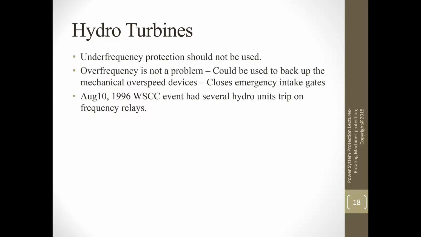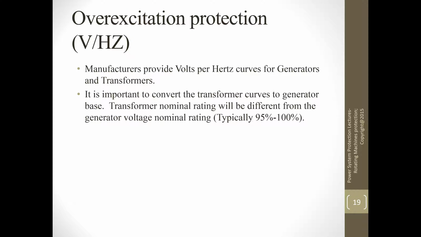Hydro turbines are not an issue. You can run at lower or higher frequencies because there are no resonance issues associated with that, and generally under frequency protection should not be used on hydro turbines. In 1996, there was an event in the western region of the United States. Several hydro units tripped because under frequency relays were set on them. There is no need to set that on the machines. And over frequency is also not a problem, and it could be covered by backup devices like overspeed devices, which close the intake; emergency intake gates are used on hydro machines.